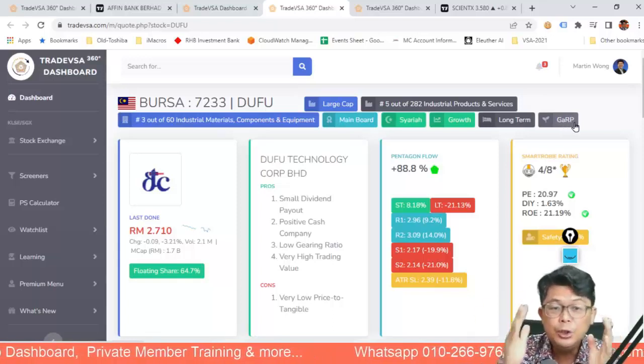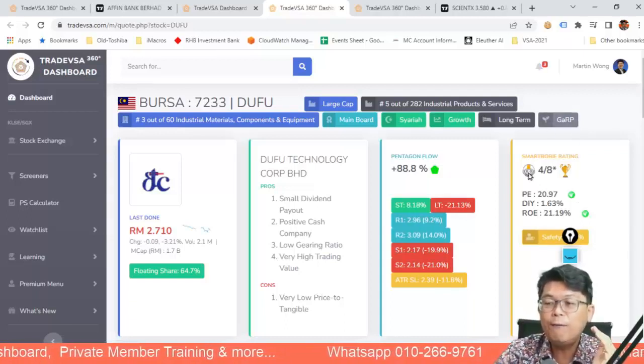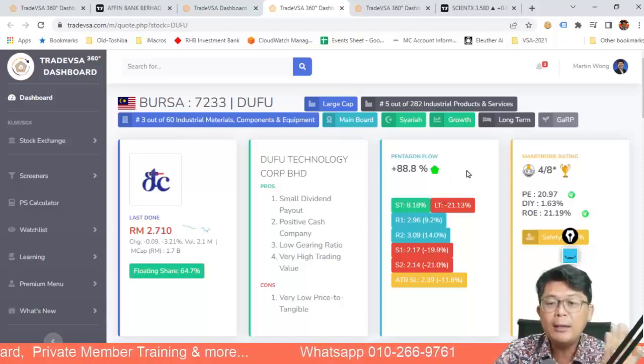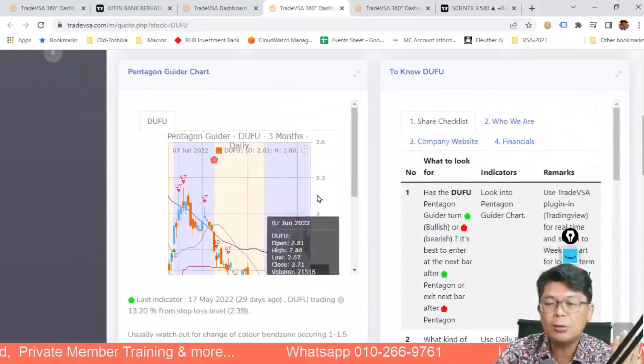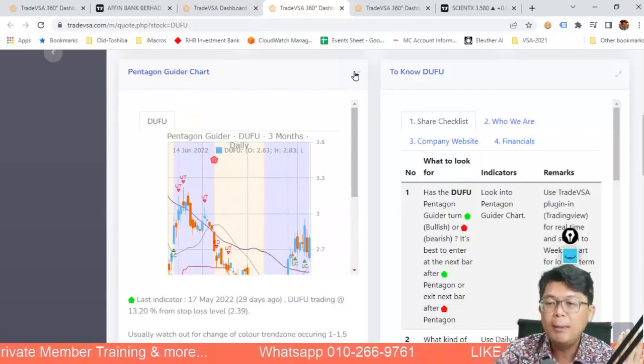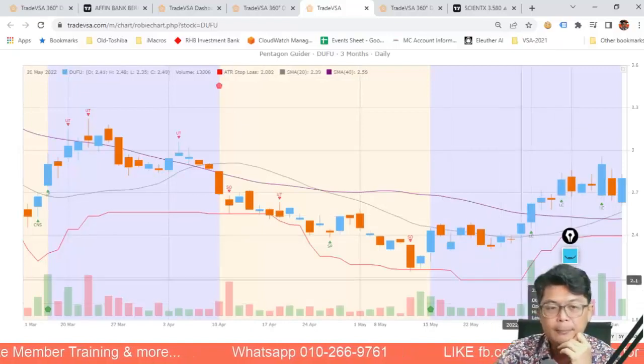This is what we talk about. GaRP, so GaRP is growth at reasonable price. So this gives you a 4 out of 8, a very good fundamental stock. Okay, so fundamentally it's very good, but the stock, as you see from here, has already been beaten down a lot, but it's starting to make up. Okay, so we can go on to here.